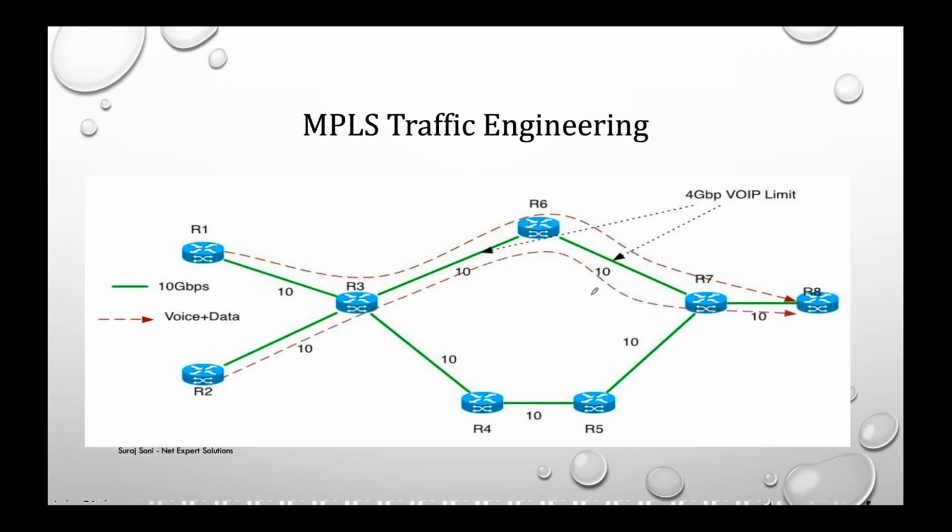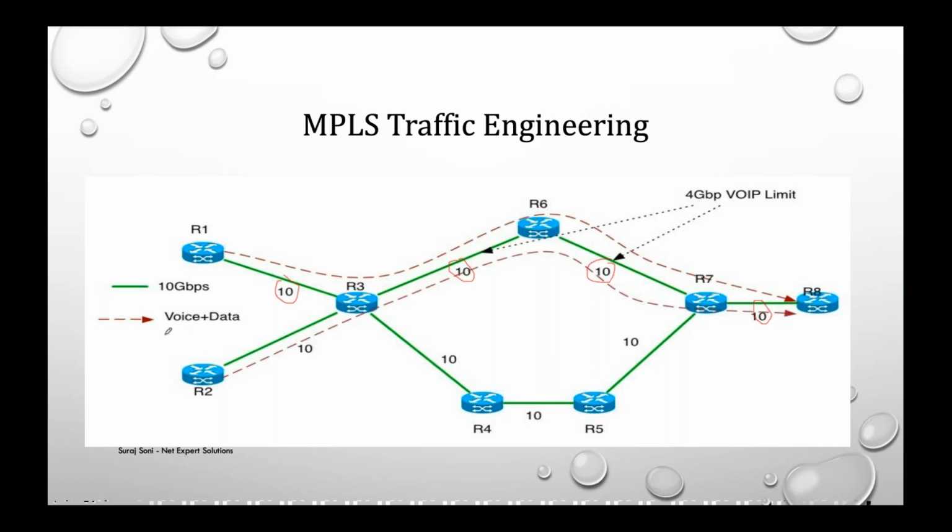When a packet is moving from R1 to R8, it will add up the cost: 10 plus 10, 20, 30, 40. So I'm getting a cost of 40. This will obviously be the best path, and all the packets will be sent to this link regardless of the type of traffic, whether it's voice and video traffic, data traffic, internet traffic, or FTP based traffic. Regardless of the type of traffic, all the data will be sent out on this particular link in basic IGP forwarding. But what can I do with the help of traffic engineering?